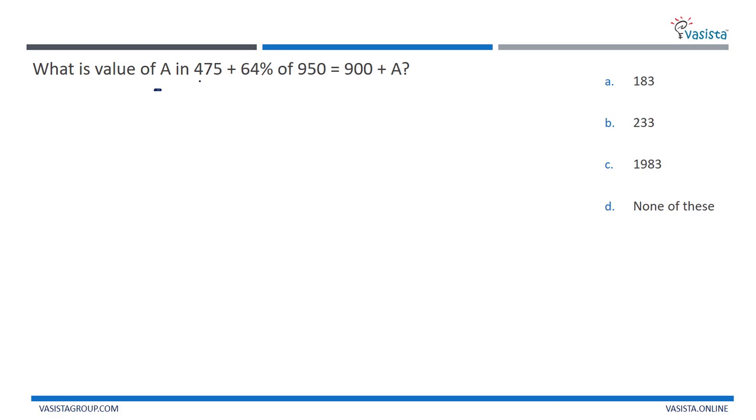In the question: 475 plus 64% of 950 is equal to 900 plus A. What they have given? 475 plus 64% of 950 is equal to 900 plus A.